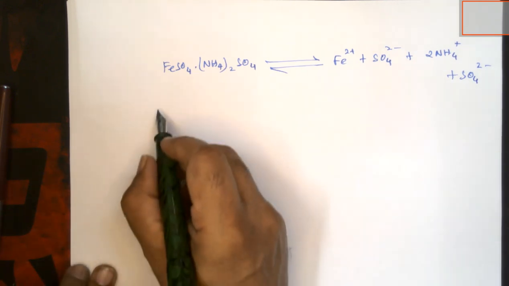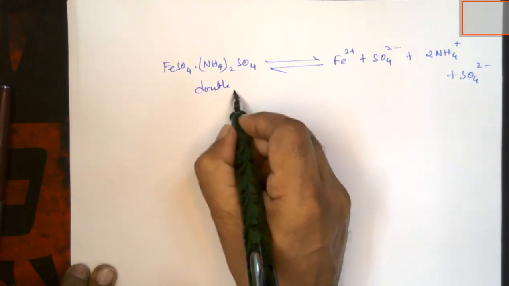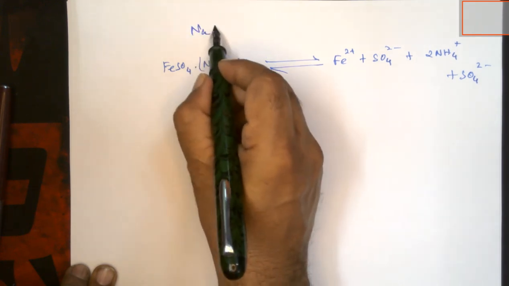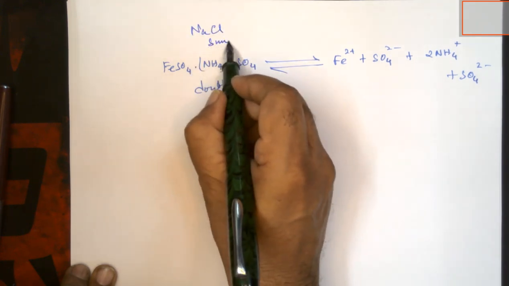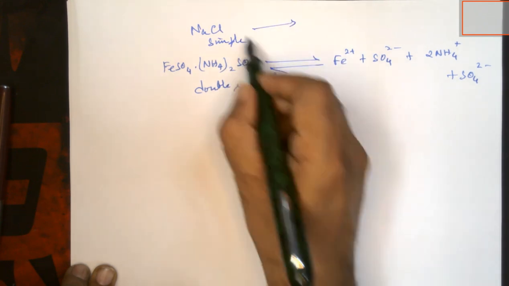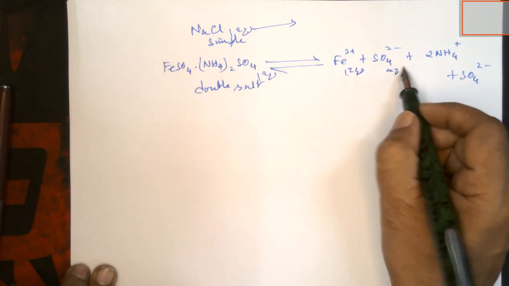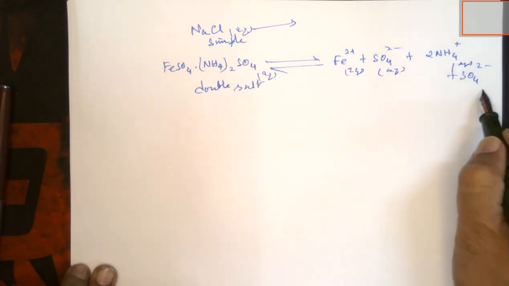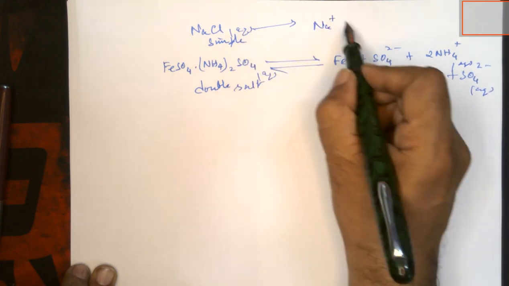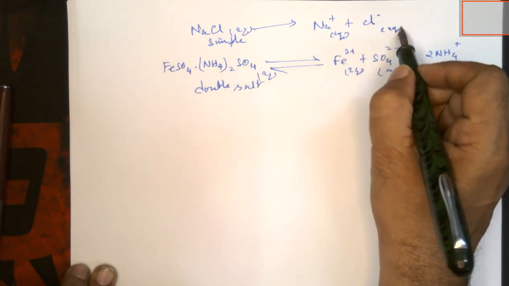So this is the case with the double salt. So what about NaCl? As I already explained, this is a simple salt because simply it gets ionized. All in aqueous solution only. You can put aqueous everywhere. So it becomes Na plus aqueous and Cl minus aqueous. Right?